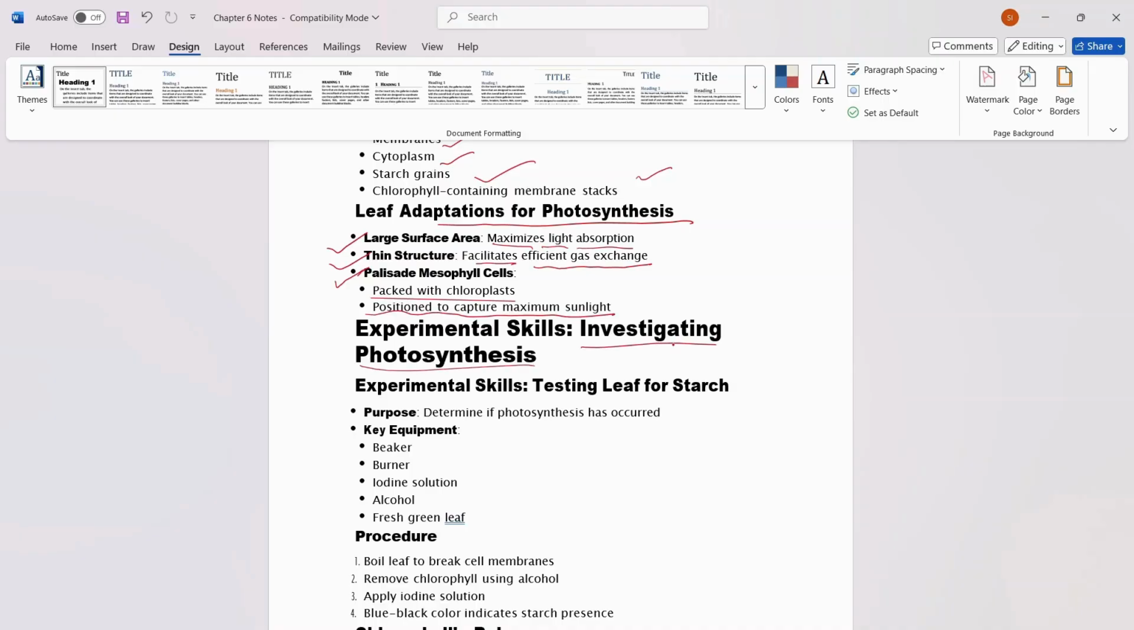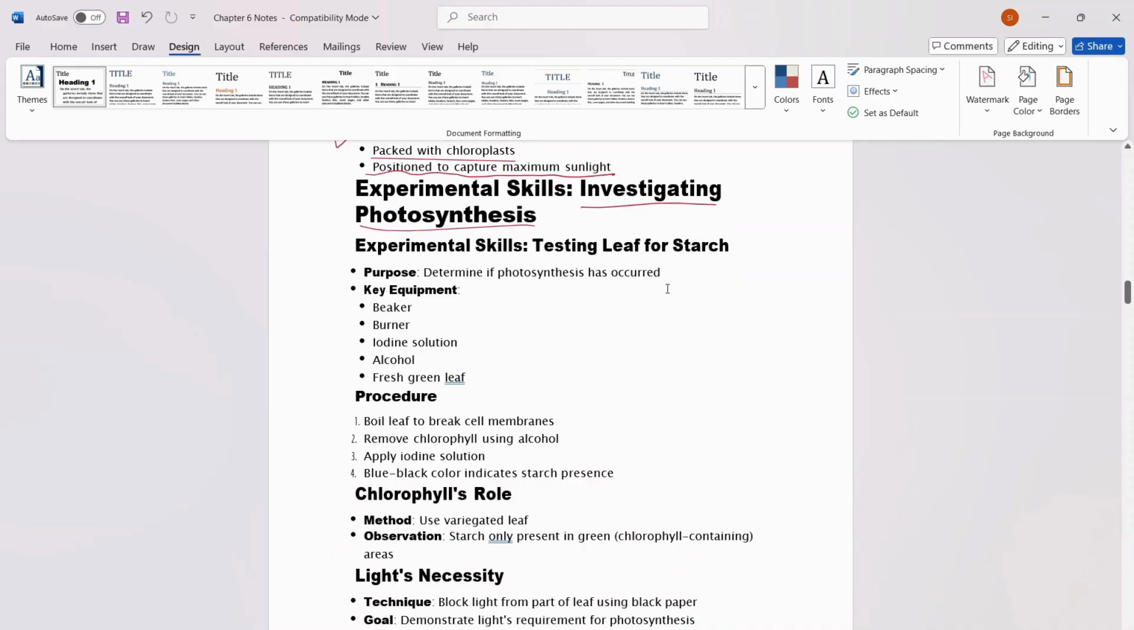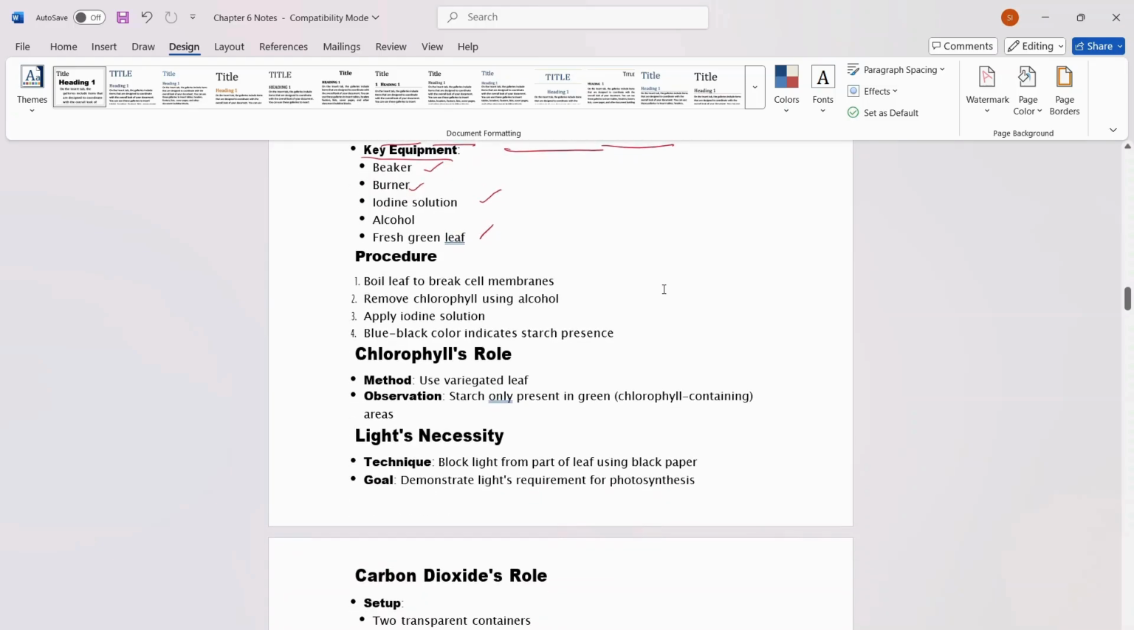Some experimental skills for investigating photosynthesis. Testing a leaf for starch, for example; the purpose is to determine if photosynthesis has occurred or not. We will take the key equipment: beaker, burner, iodine solution, alcohol, fresh green leaf. Learn these experimental techniques, equipment, and names of all the important processes, as they are very important for our exam questions.